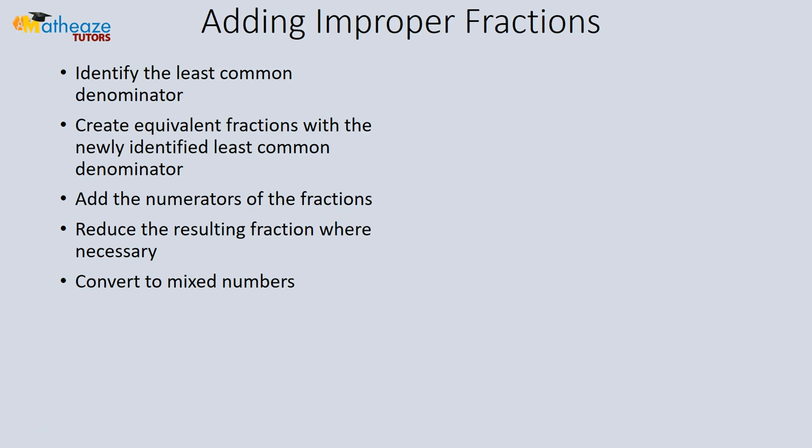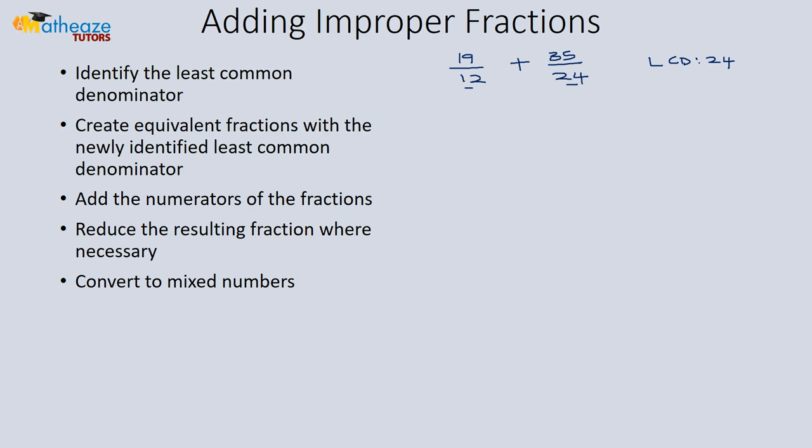One final example on this, we're going to try 19 over 12 plus 35 over 24. So 24 is a multiple of 12, so our LCD is going to be 24. So what we're going to do, first step, like we've followed all the way through, is we're going to create an equivalent fraction of 19 over 12 that now has a denominator of 24.